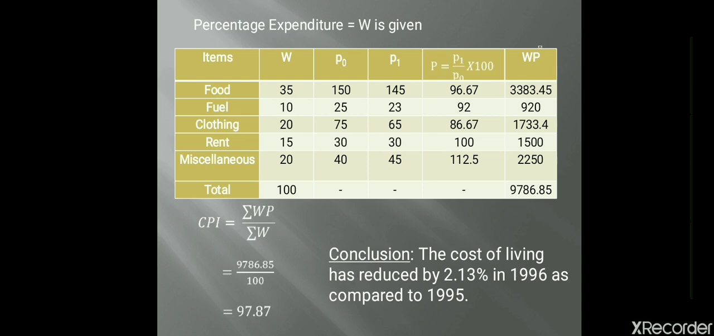Now substitute the values in the formula. It is summation WP is 9786.85 divided by summation W is 100. This results in consumer price index being 97.87. Therefore, we write the conclusion saying the cost of living has reduced by 2.13% in 1996 as compared to 1995. This completes the answer part.